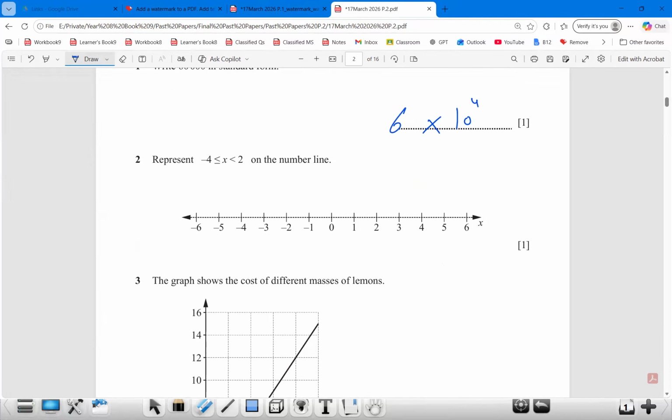Plot this on the number line. So -4 is included, but it must be a filled circle. So the circle is shaded. And the other thing is the 2, but it's an open circle. Then you connect them this way.